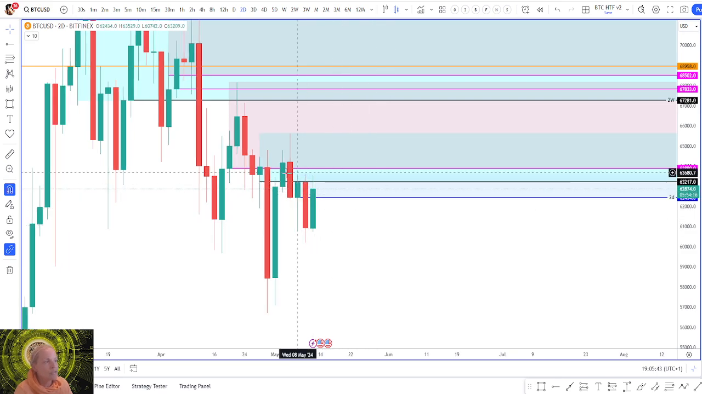You just have to make decisions then surrounding it. Well, you've got this weekly that's not tested. Do you want to trade the bottom of the 2-day, which now it's obviously gone into, or do you want to wait for the weekly to get tested inside?